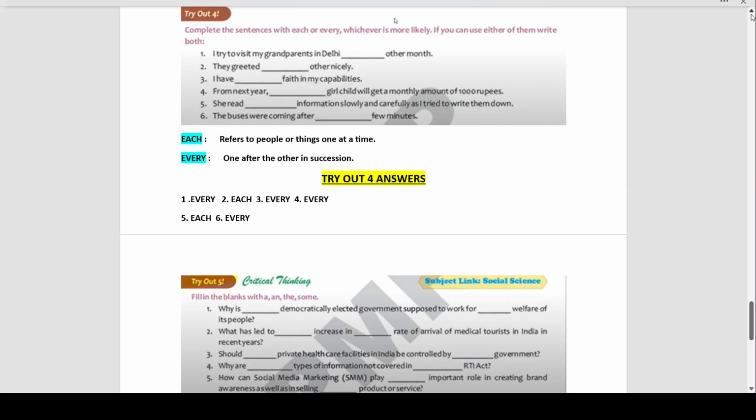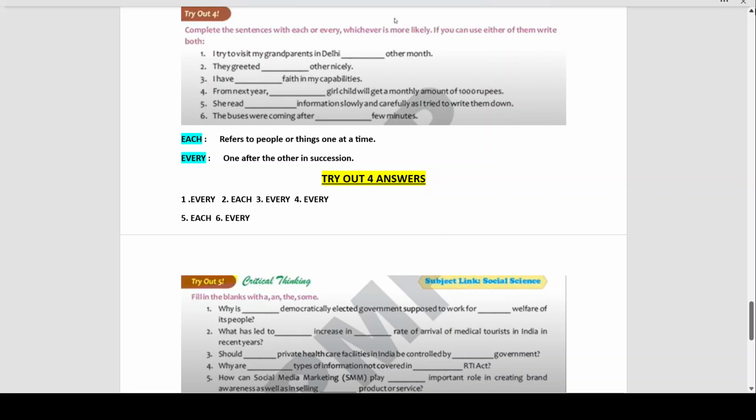Number five, she read each information slowly and carefully as I tried to write them down. Why each? Because it is referring to people or things one at a time. She read each information slowly and carefully, not every. Every means it has to come in succession. Number six, the buses were coming after every few minutes. Why every few minutes? Because few minutes in a succession. Therefore, we use the determiner every.